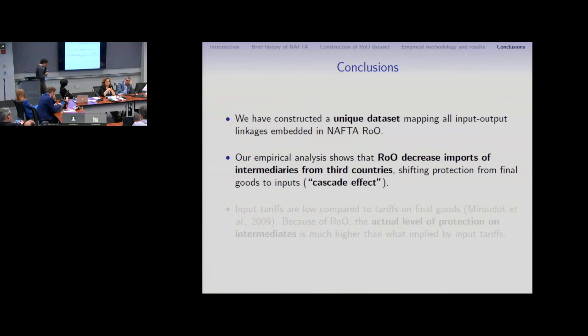Our empirical analysis, I think in a very convincing way, suggests that there is a clear differential evolution in imports for intermediate goods that were more subject to rules of origin because of NAFTA, which implies that there was a cascade effect in protection. So even if intermediate goods were not facing high tariffs from third countries, they were implicitly being very protected by the existence of rules on the final goods that were using these intermediate inputs for production.